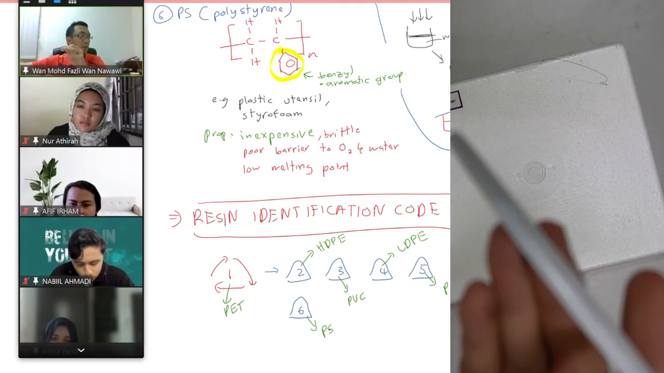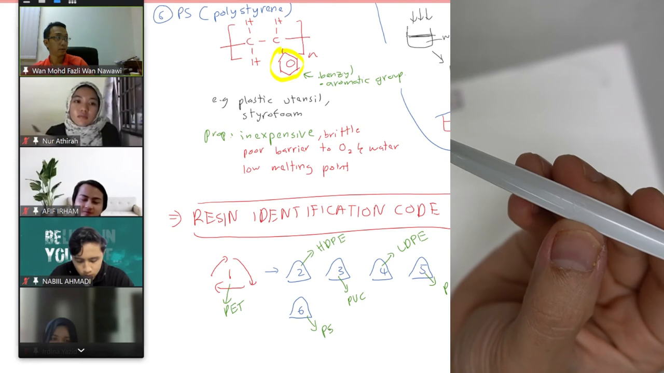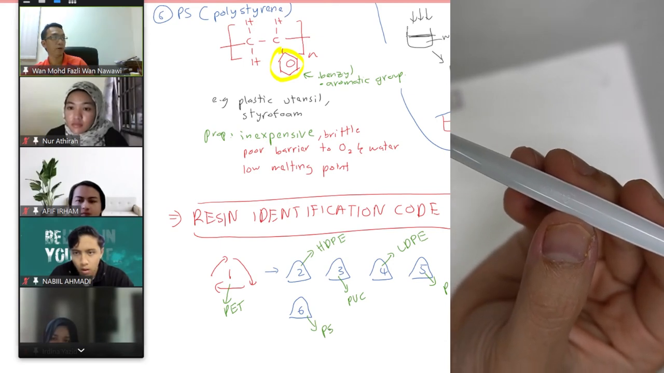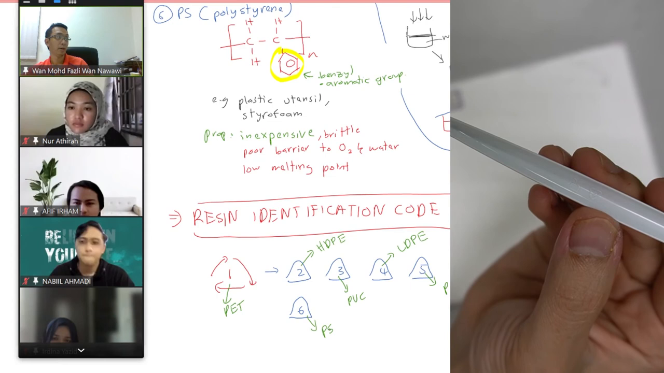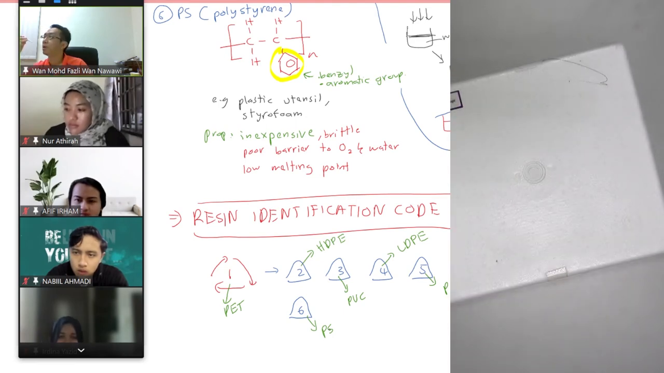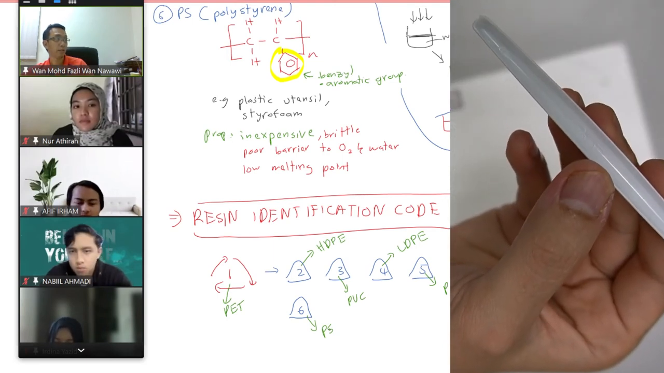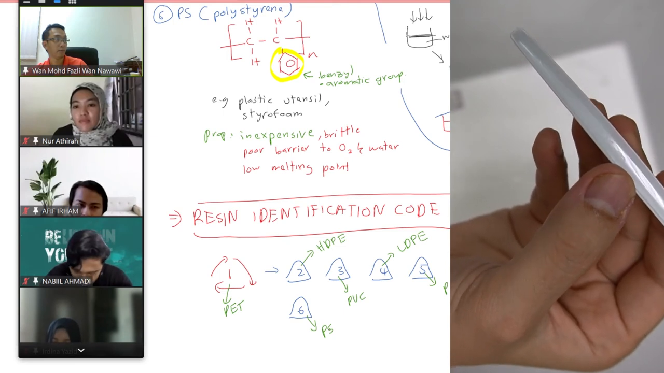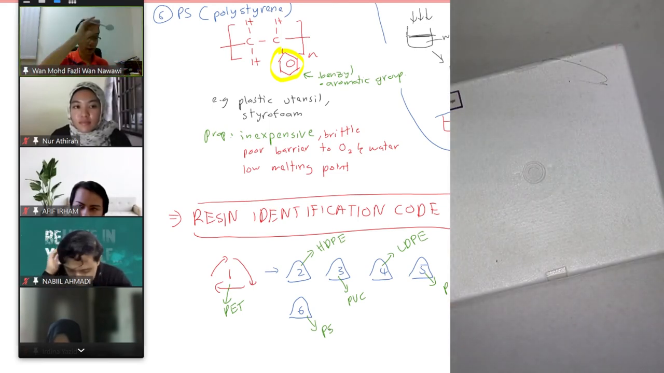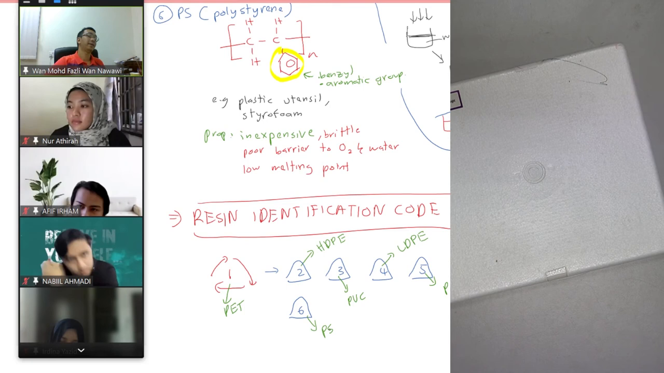So you can see at the back of the spoon, it's difficult here, but hopefully you can see near my thumb the triangle there. They put number 6 there. I don't know whether you can see it or not, but hopefully you can. If you cannot see, just find any plastic and look at the bottom, and then you can get an idea what it is made from.